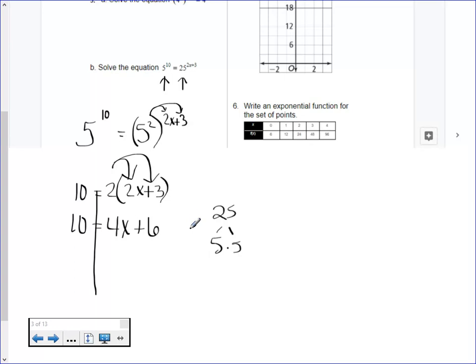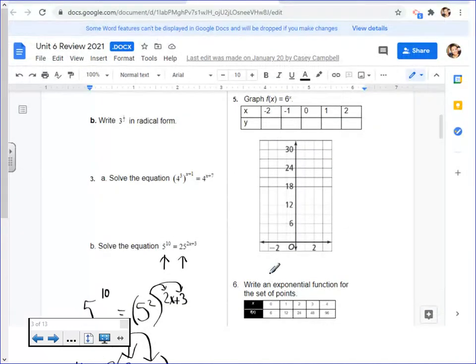What'd you get? Subtract 6, you'd get 4 equals 4x. Divide by 4, you'd get x equals 1. Okay, now we're going back to number 5.